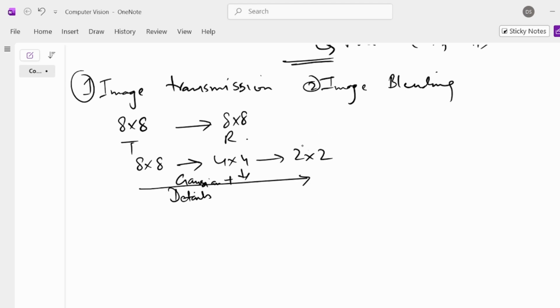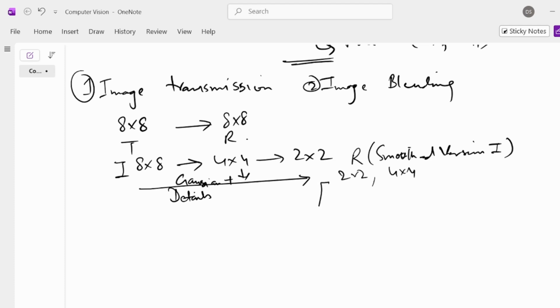So if we have this 4 by 4 or 2 by 2 image available at our receiver side, this would be the smooth version of our original image. Let's call this 8 by 8 as the original image. So this is what we would be having. However, we cannot reconstruct the original image using these smooth images, either 2 by 2 or 4 by 4 resolution, because we are missing the details from there.